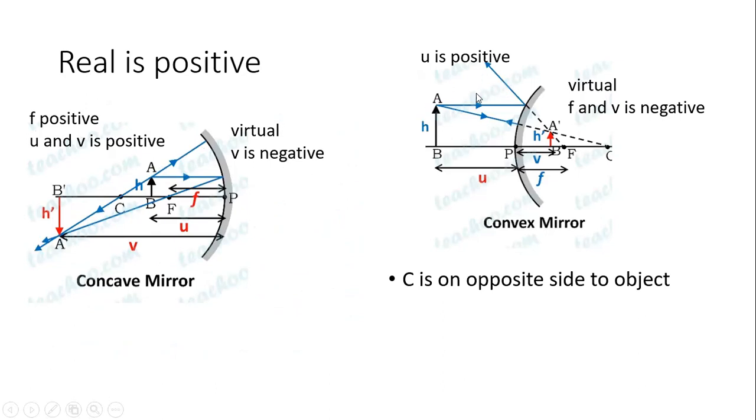Same as here, that's the ray. C is opposite to that. That's why your F and your V are negative, virtual. It's not on the same side as your object or the curve. That's C, that's your object. So your F is negative, your V is also negative.